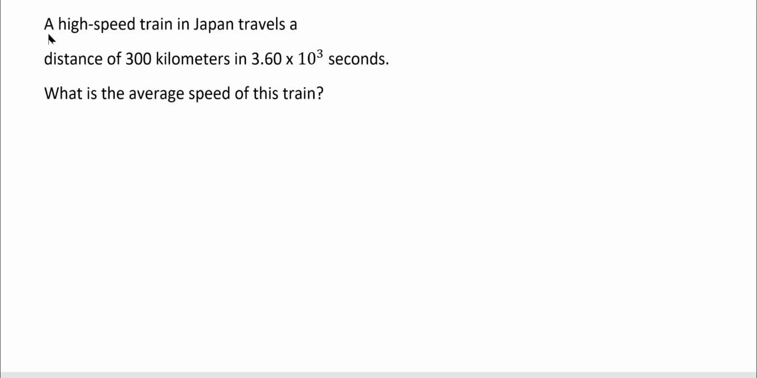Let's try this example. A high-speed train in Japan travels a distance of 300 kilometers in 3.60 times 10 to the 3 seconds. What is the average speed of the train?